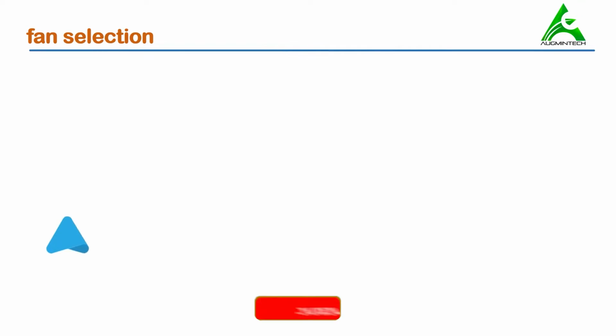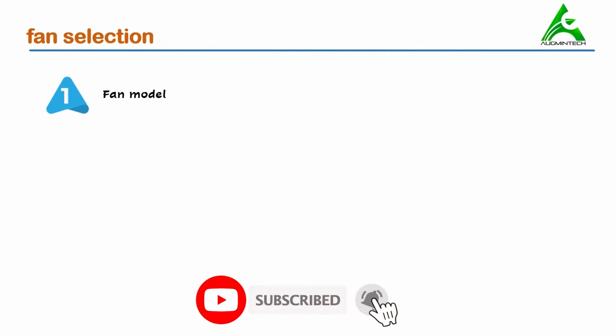Fan selection. There are many factors to consider while selecting a fan. So first we'll understand how a fan model can be selected.